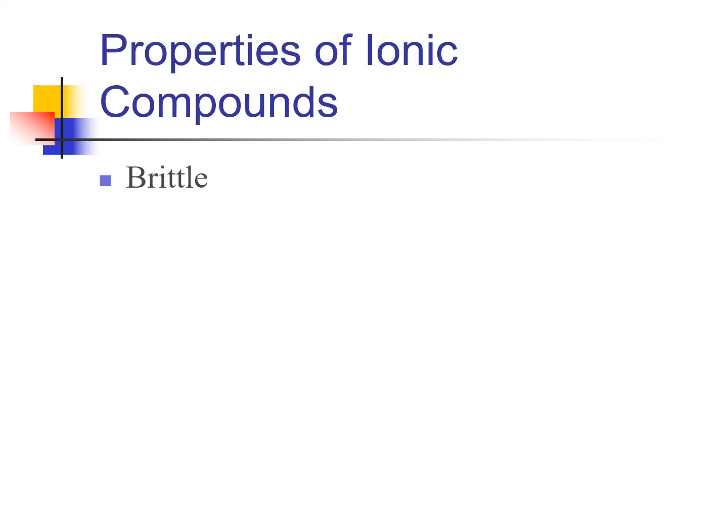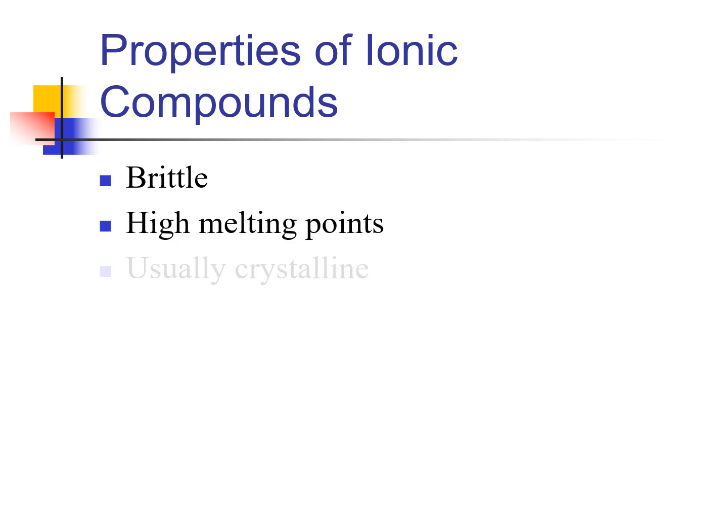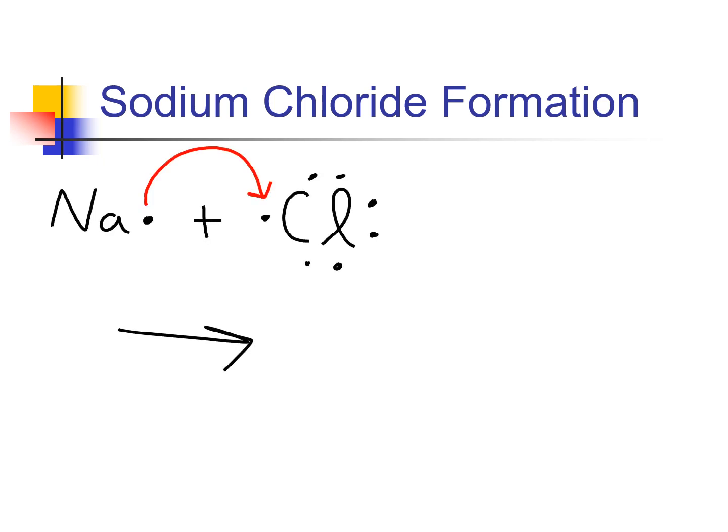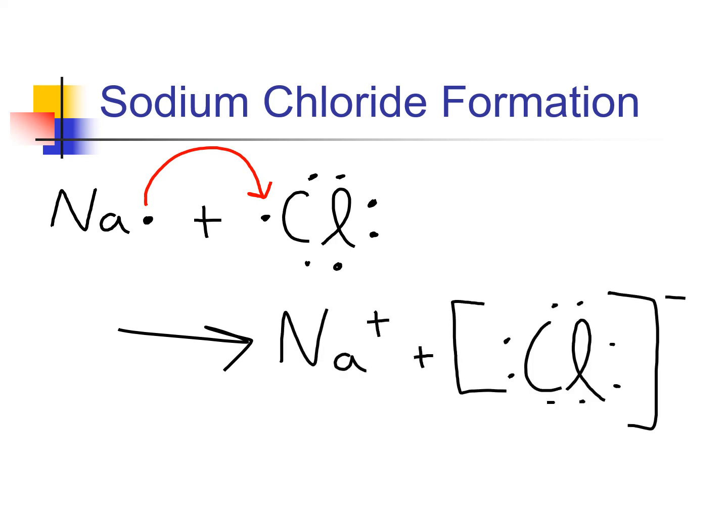So properties of ionic compounds. They are brittle, they have high melting points, and they're usually crystalline. We'll talk more about this kind of high melting point and why that is when we get into chapter 11. So an example of sodium chloride formation. So there's sodium, there's chlorine. The electron is going to move from the sodium to the chlorine. Hey, look, they both now obey the octet rule.